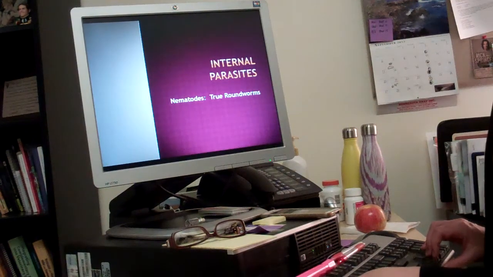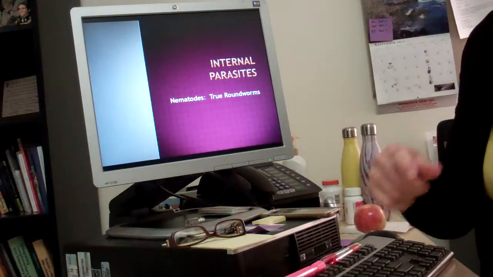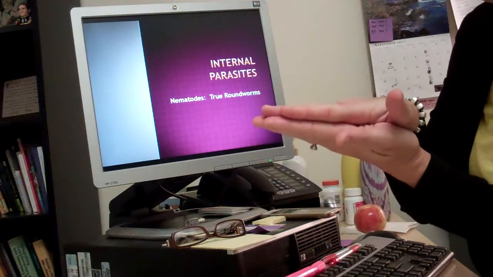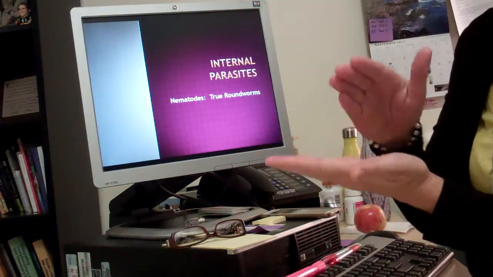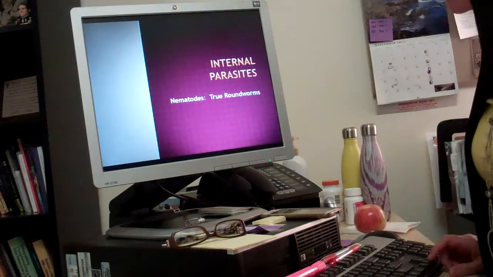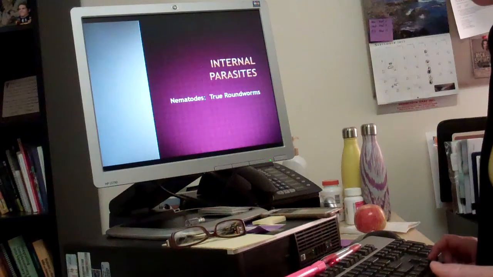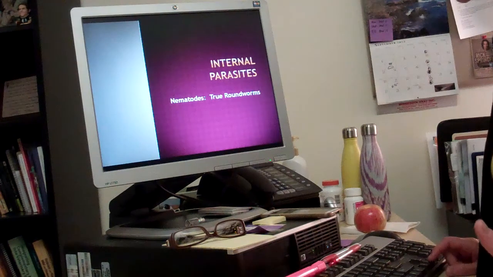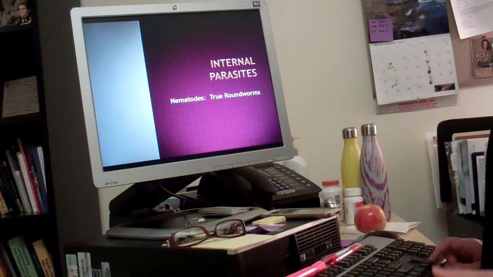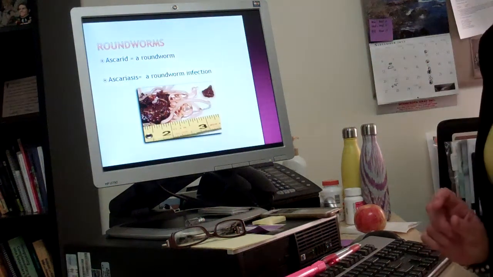So, our true roundworms are our nematodes, and again, those are the worms that are cylindrical in diameter, not our flat segmented worms, or our flatworms. I will try to utilize the language that I introduced you to in our first two classes together, as this language we are going to use throughout the course of the semester. So I'll give you some examples of how they apply.